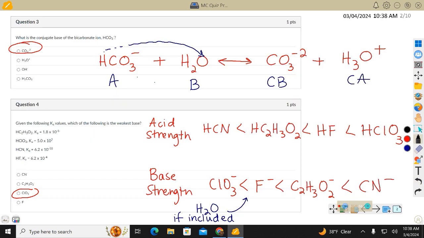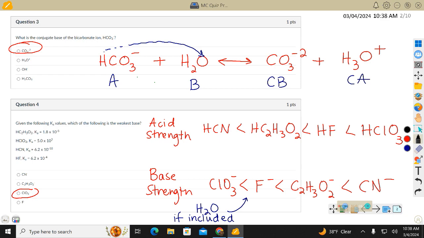Number 3, the conjugate base of the bicarbonate ion. That HCO3 minus, if it's in solution, does have a hydrogen in there, so it could donate the hydrogen. It would probably be picked up by the negative oxygen of the water molecule. In this case, the acid is the hydrogen donor, so that bicarbonate ion could act like an acid and donate the hydrogen. Water would act like a base. Water would be the hydrogen acceptor.